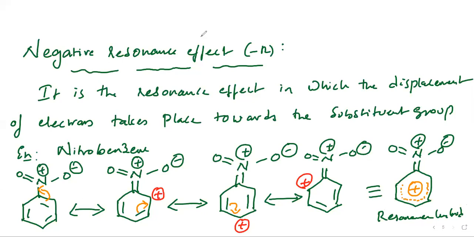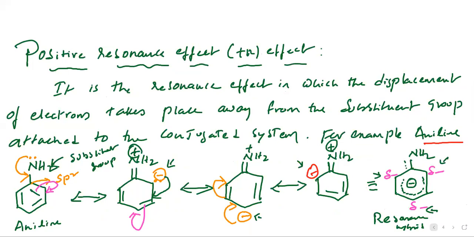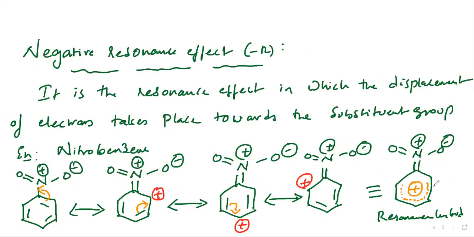What is the difference between negative resonance effect and positive resonance effect? In positive resonance effect, negative charge is moving around the benzene ring. Negative charge is delocalizing. Moving means we are saying it as delocalizing. Negative charge is delocalizing around the benzene ring. In negative resonance effect, which charge is delocalizing? That is positive charge is delocalized. Okay, so you should not confuse: negative resonance effect means negative charge is delocalized, positive resonance effect means positive charge. No, not like that.